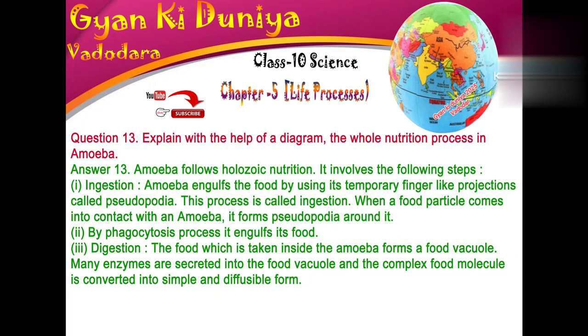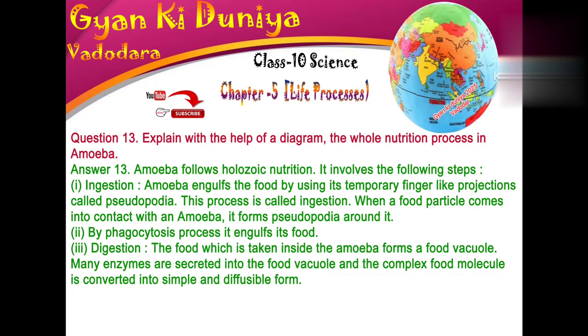Question 13. Explain with the help of a diagram the whole nutrition process in amoeba. Answer 13. Amoeba follows holozoic nutrition. It involves the following steps. 1. Ingestion. Amoeba engulfs the food by using its temporary finger-like projections called pseudopodia. This process is called ingestion. When a food particle comes into contact with an amoeba, it forms pseudopodia around it.